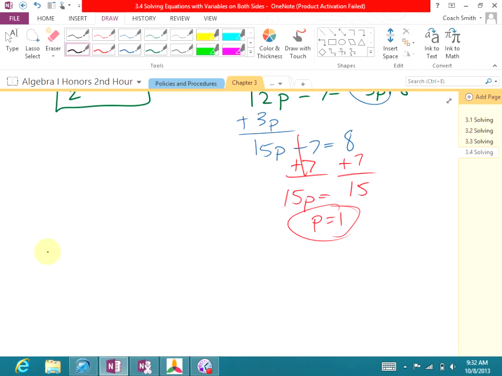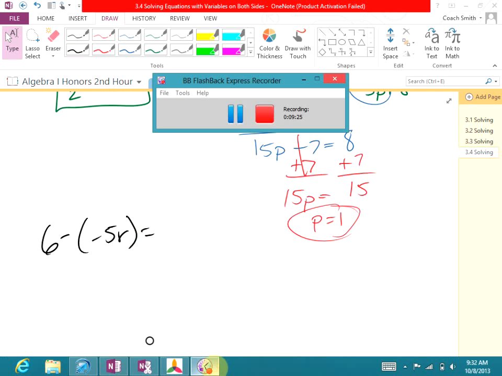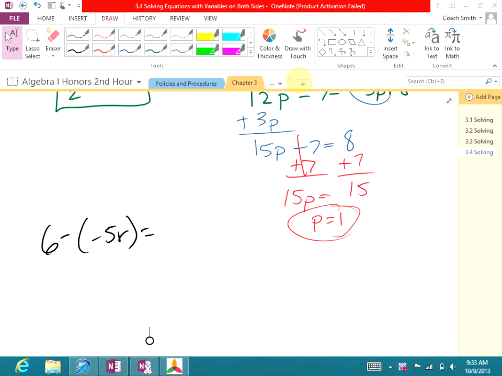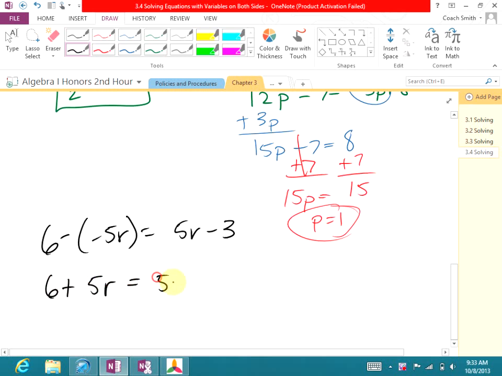Now, let's look at this one. 6 minus negative 5r equals 5r minus 3. So that is 6 plus 5r equals 5r minus 3.